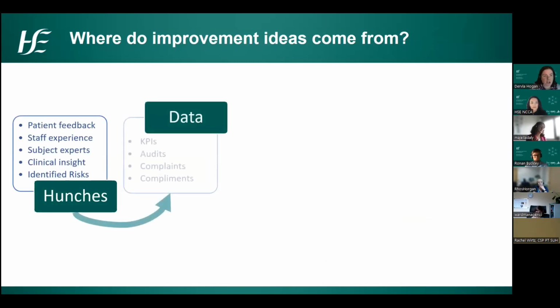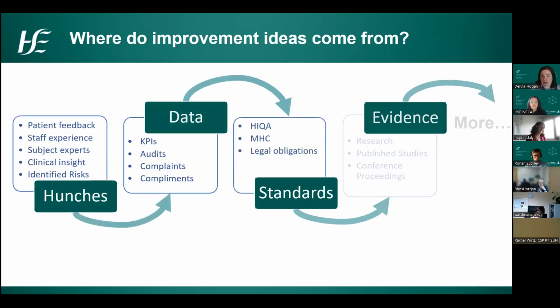So Majella discussed in her presentation there briefly all the areas where improvement ideas can come from. Today's focus is around clinical audit and the recommendations you have from there and the development of your QIP and quality improvement ideas coming out of that. However, there are a range of areas. It can be from feedback, experience surveys, different pieces like that. You can also have your data, which is where your audits sit. You can have standards. And then you could have your research data as well, published studies, conference proceedings, etc.